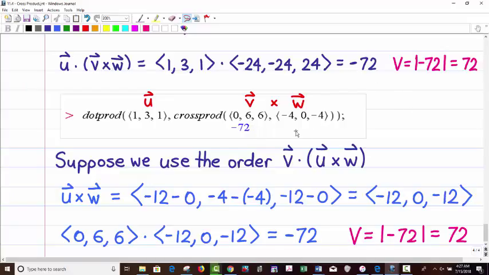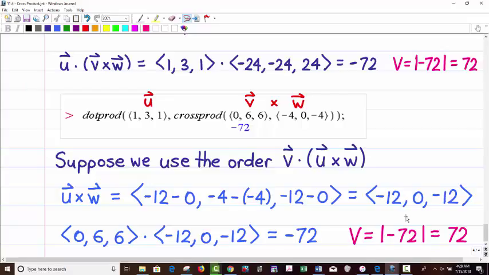But here I said, what if, instead of going U dot V cross W, we go V dot U cross W? So I take U cross W, negative 12, 0, negative 12, and then I dot it with V, which is 0, 6, 6. Negative 12, 0, negative 12. I got negative 72. Absolute value of that is positive 72. So it did not matter.